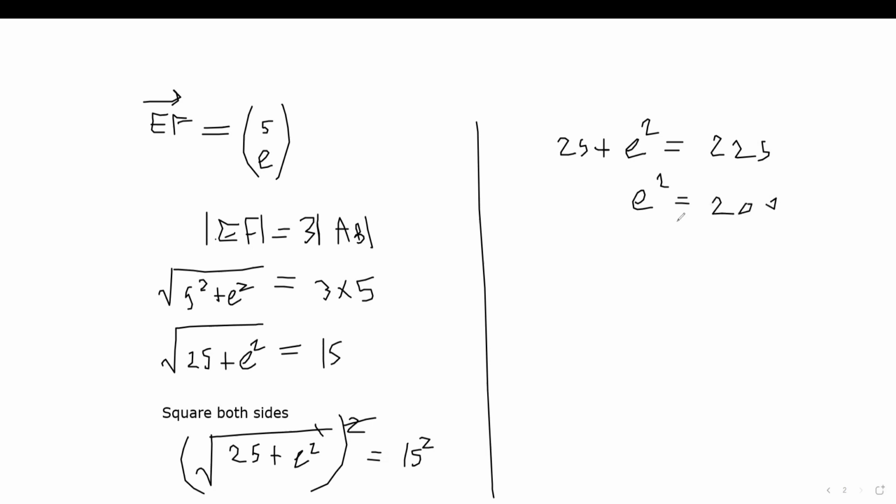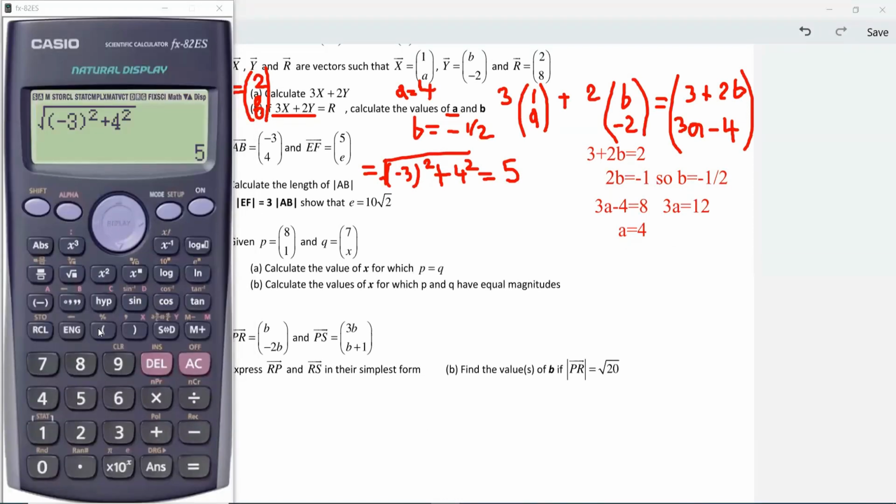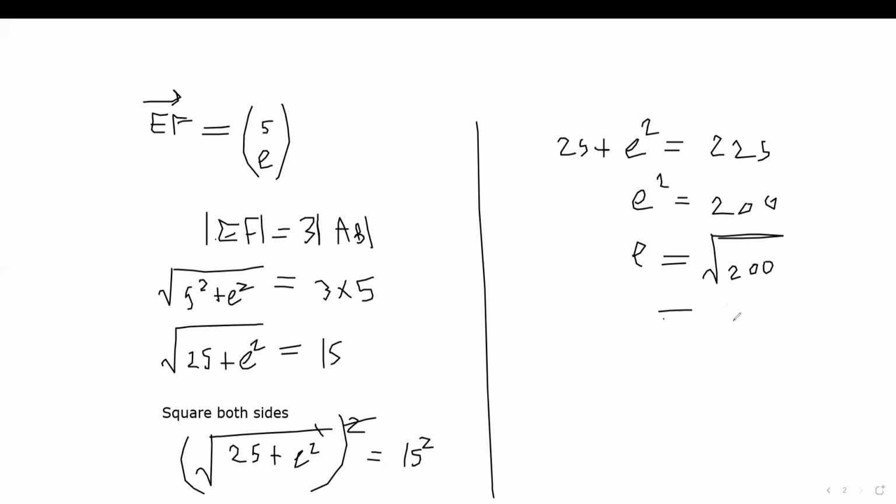So to work out E, if you put it in a calculator, what is the square root of 200? You get 10 root 2. See there? E is 10 root 2. So that's how we show it. You can put that in a calculator and say the square root of 200 is 10 root 2.